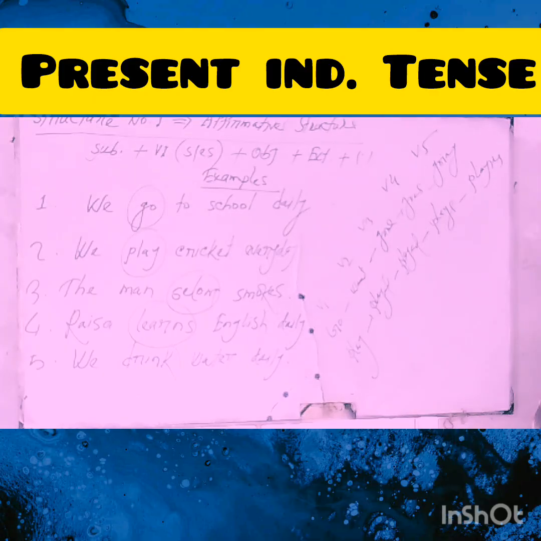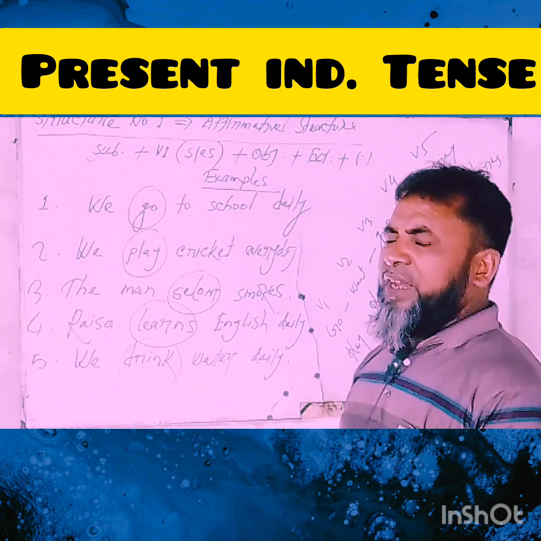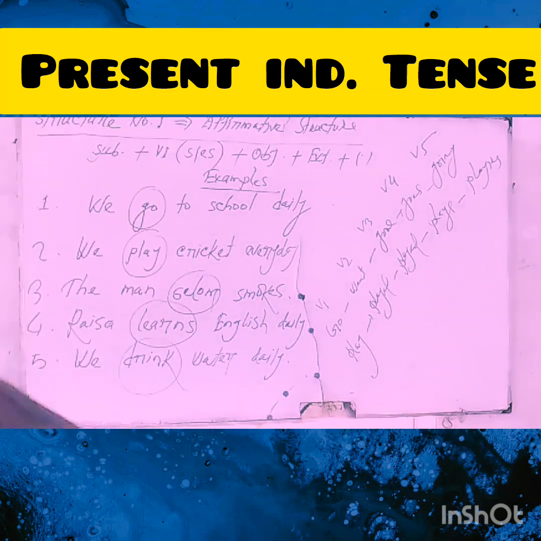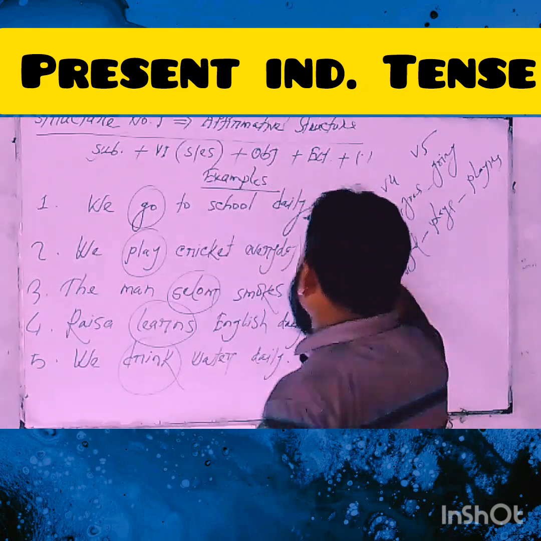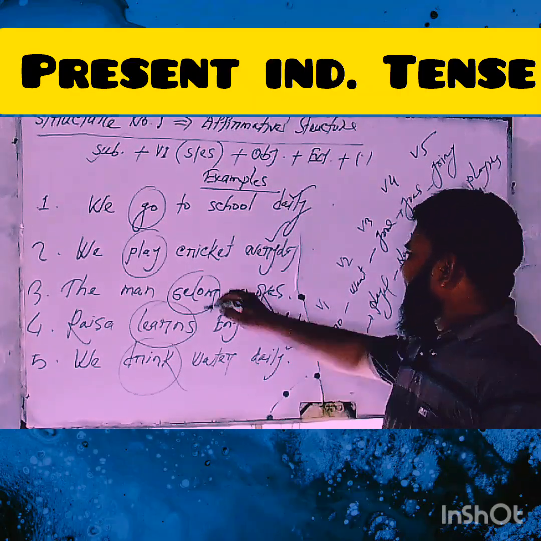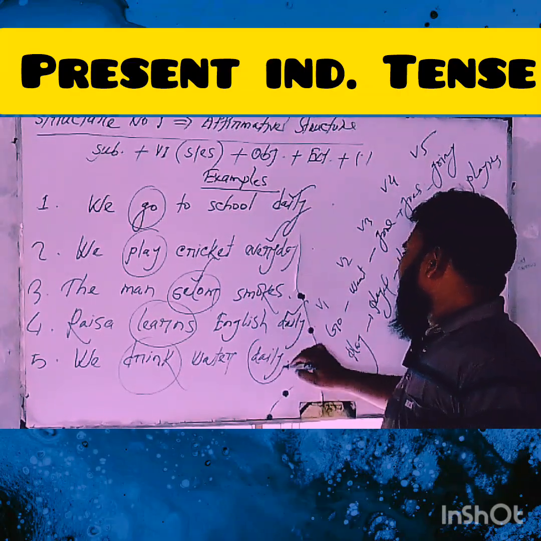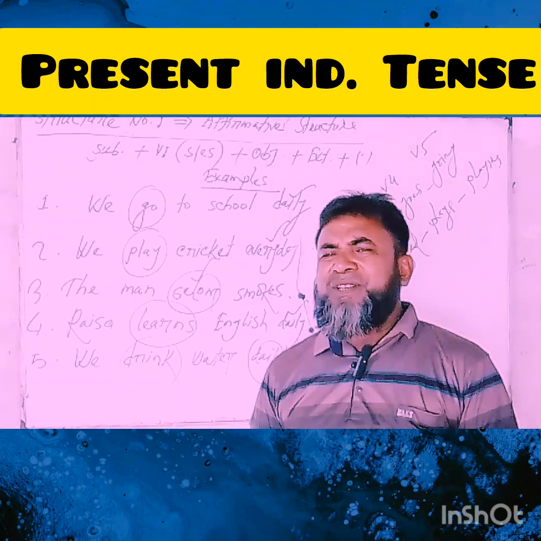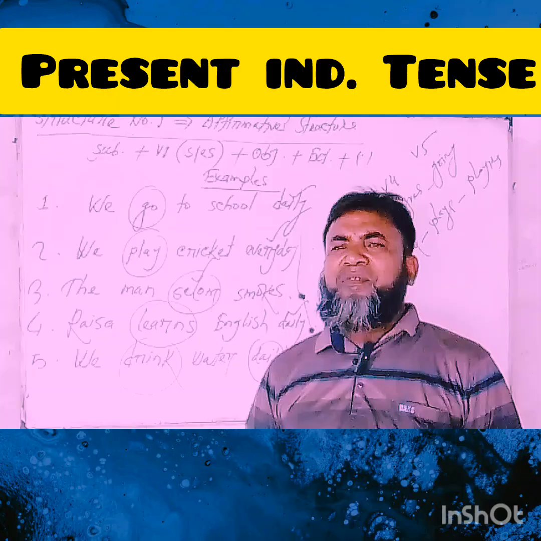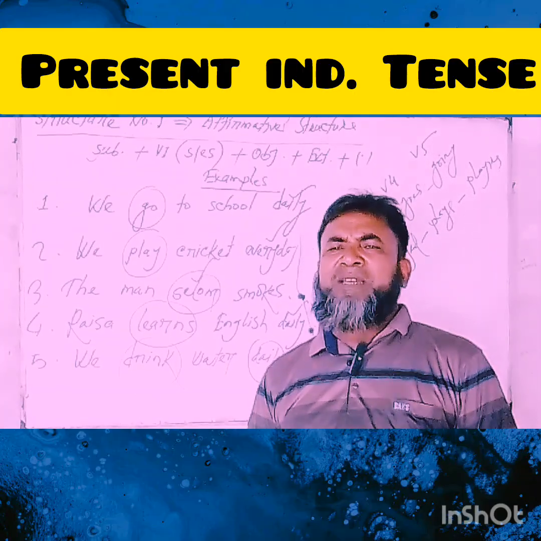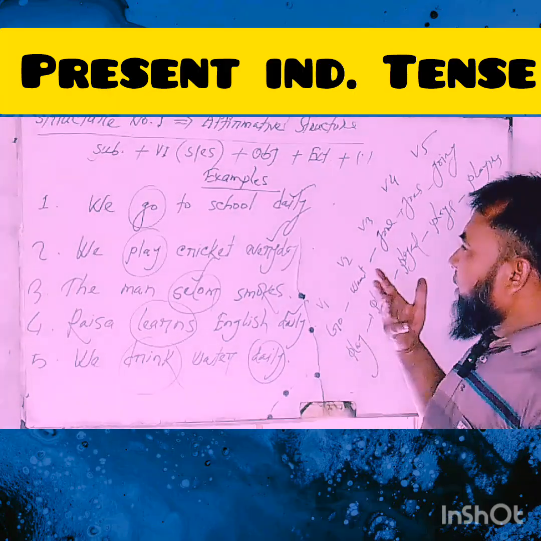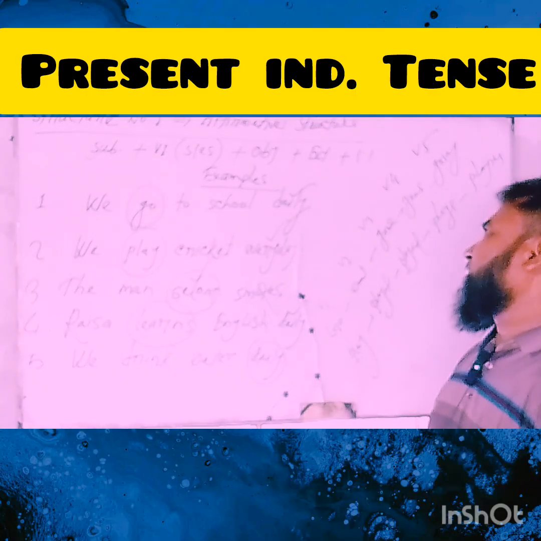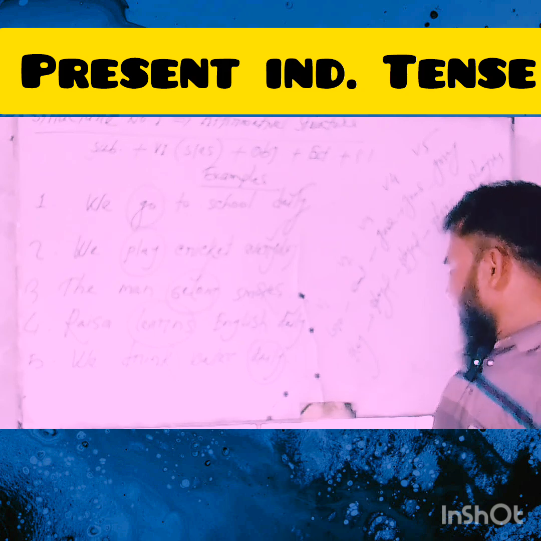And from here, you'll have to mind that if any sentence possesses present indicator words such as daily, every day, seldom, sometimes, now and then, occasionally, normally, generally, often, very often, such kinds of words, you'll have to solve such sentences with present indefinite tense. I hope you have understood clearly.